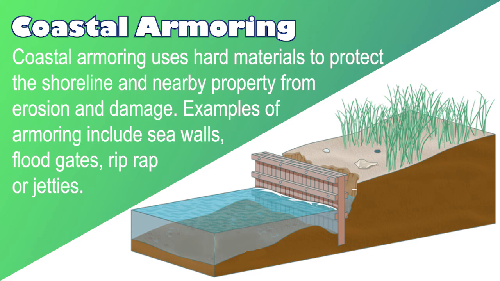Coastal armoring is using hard materials to protect the shoreline from erosion. Some examples of armoring include building seawalls, floodgates, riprap, or jetties. Sometimes there are unintended consequences to armoring, like increased wave energy bouncing off the hard surfaces, and erosion might still occur where you don't expect it.